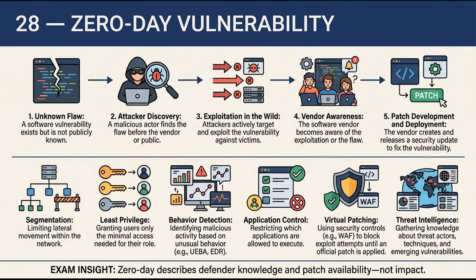Because signature-based defenses may not recognize a new exploit, defense in depth matters. Use least privilege, segmentation, application control, behavior-based detection, exploit mitigations, secure configuration, isolation, threat intelligence, and rapid incident response. A web application firewall or intrusion prevention rule may provide virtual patching until a vendor fix arrives. When a patch is released, test and deploy it according to risk.